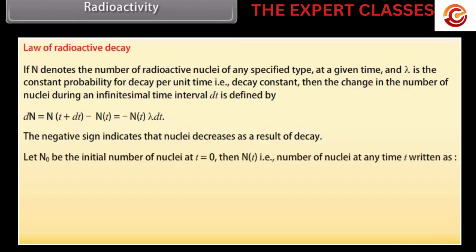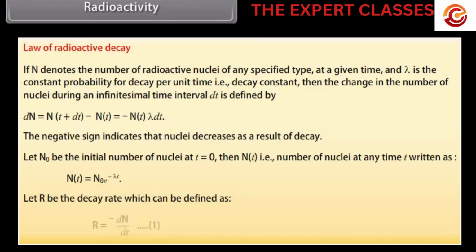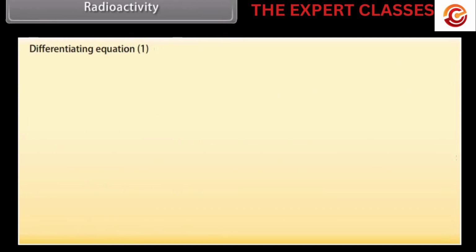Let N0 be the initial number of nuclei at t = 0. Then N(t), that is number of nuclei at any time t, is written as N(t) = N0 e^(−λt). Let R be the decay rate, which can be defined as R = −dN/dt. Name it as equation 1. Differentiating equation 1, we get R = λN0 e^(−λt).